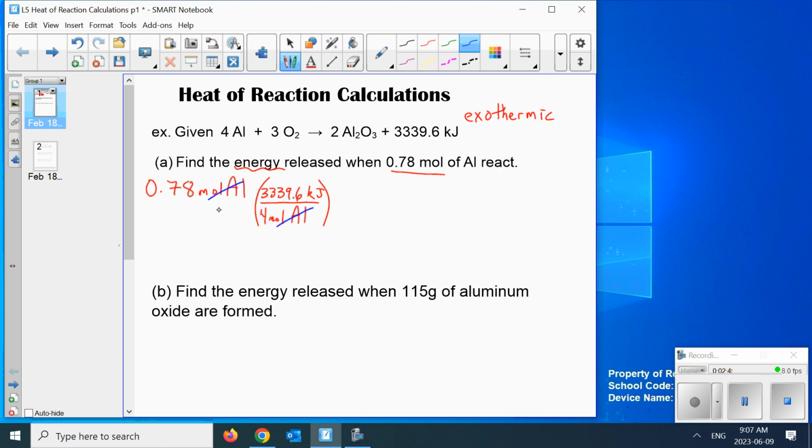Almost forgot. When I put it into my calculator, I'll get more accuracy than I actually do. 7.8 times 3,339.6 divided by 4, I get, and I'm going to write this up small because I'm not going to use it, 6,512.88. I'm only going to 2 significant digits, so I can call that 6,500. Does that make sense?